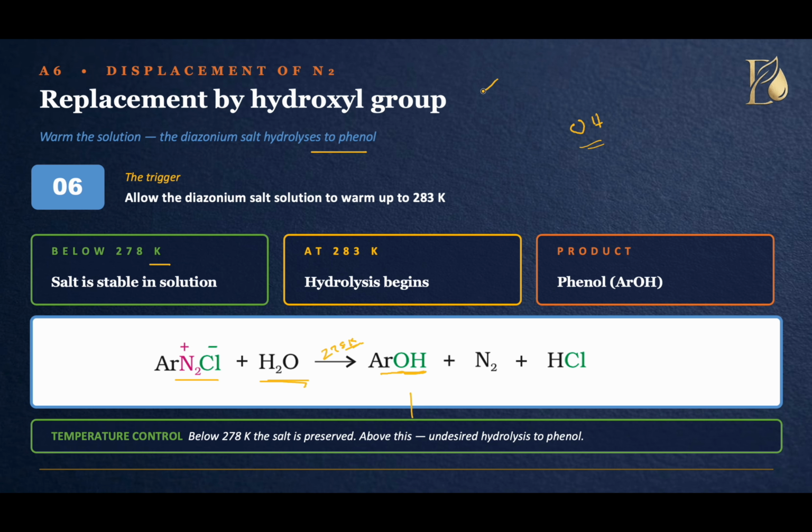Initially we take benzene diazonium chloride plus water for hydrolysis. What will we get? We get the benzene ring, and the OH group is introduced. We get simple phenol. Then N2 gas is also released and HCl is also produced. This is a very simple reaction, right? The condition is that the diazonium salt solution is warmed up to 283 Kelvin, meaning we have to warm above 278 Kelvin.